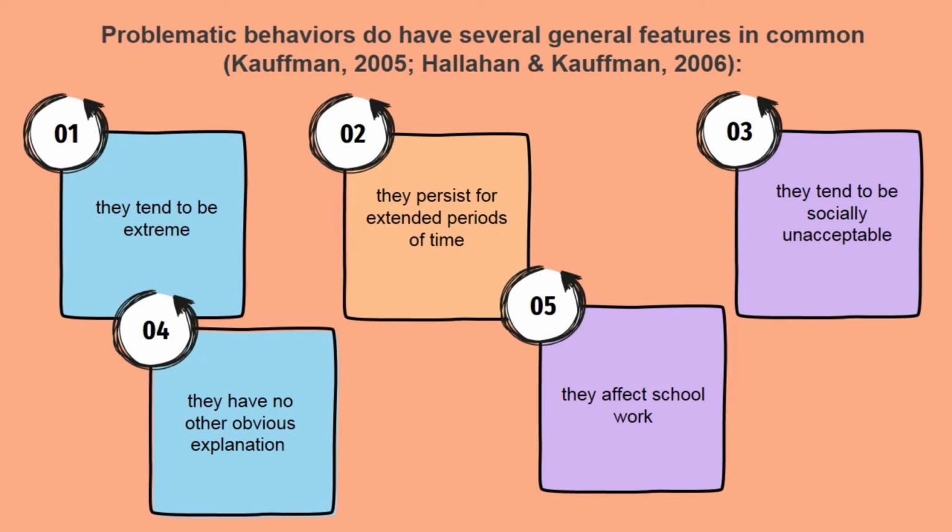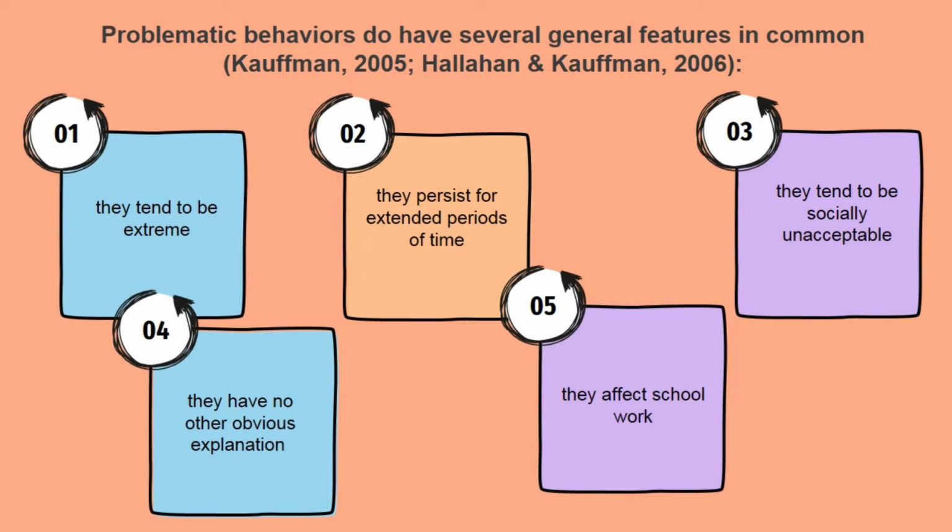Before we move to the solutions to overcome students' classroom behavior, we take a look first. According to Kaufman 2005, Alhans and Kaufman 2006, problematic behaviors do have several general features in common. First, they tend to be extreme. Second, they persist for extended periods of time.